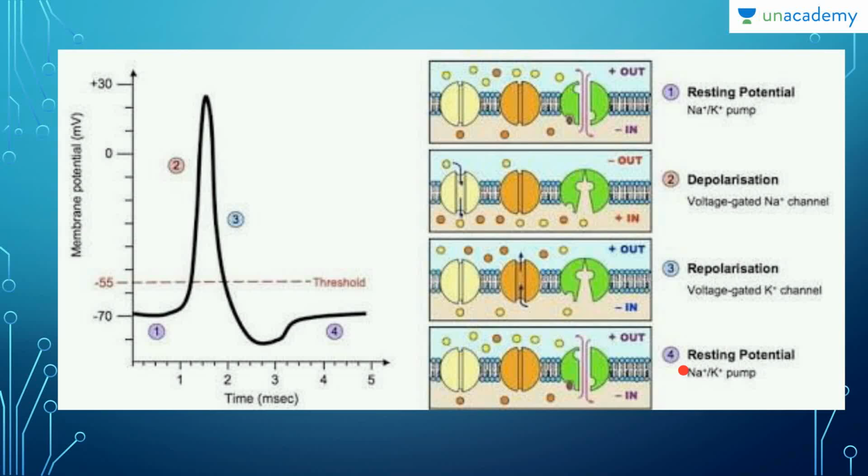Then finally we have the resting potential again, in which both Na plus and K plus return back to their original places, outside and inside, wherever they were, and this is also known as the refractory period. The graph is here again. You may totally consider this because this is sometimes asked in the examinations.